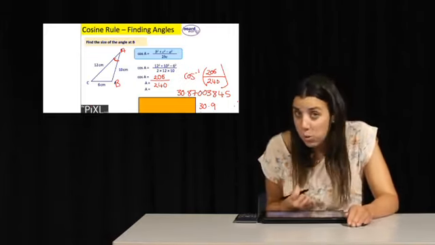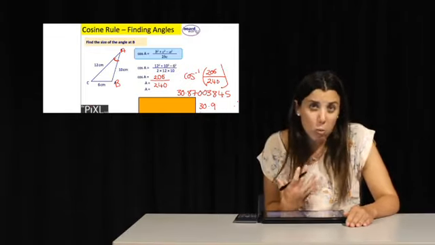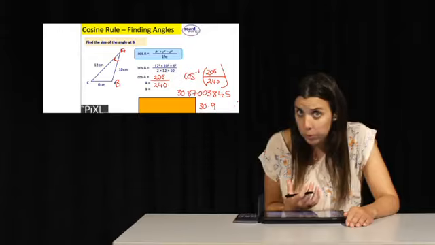In the context of this question, does 30.9 seem reasonable? Well, yes, we've got 3 angles in a triangle. They all need to add up to 180. So 30.9 is a reasonable size for an angle.